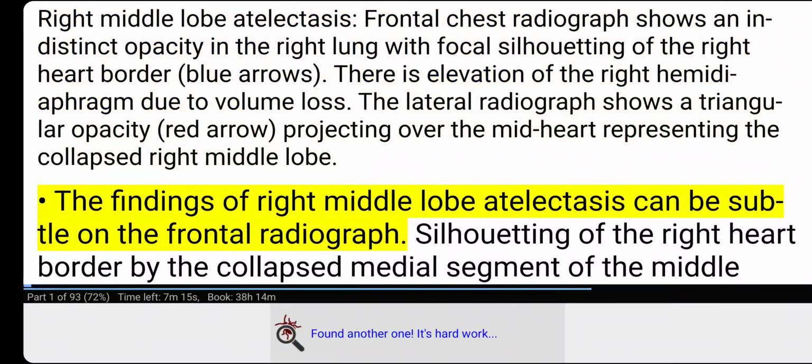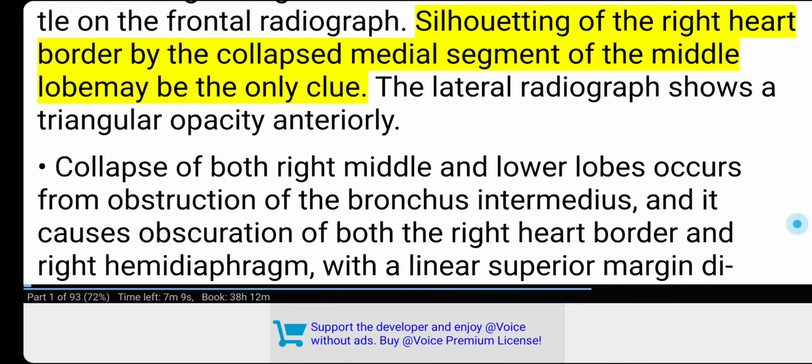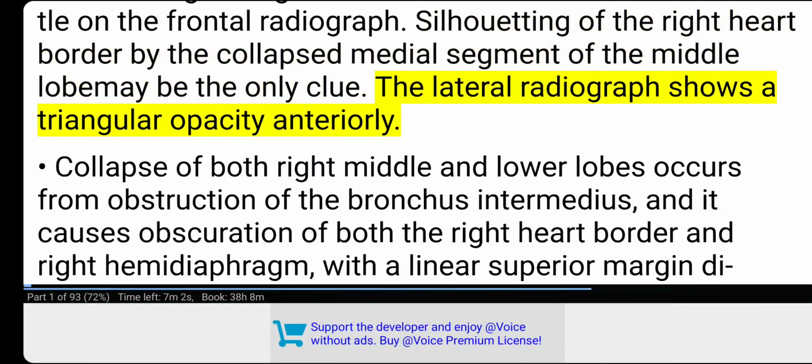The findings of right middle lobe atelectasis can be subtle on the frontal radiograph. Silhouetting of the right heart border by the collapsed medial segment of the middle lobe may be the only clue. The lateral radiograph shows a triangular opacity anteriorly.